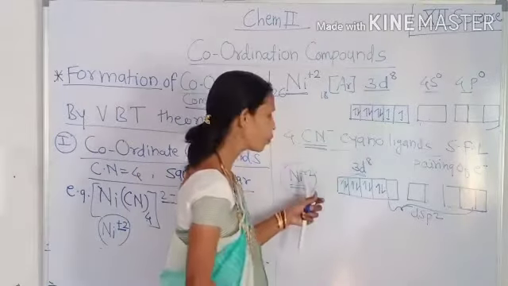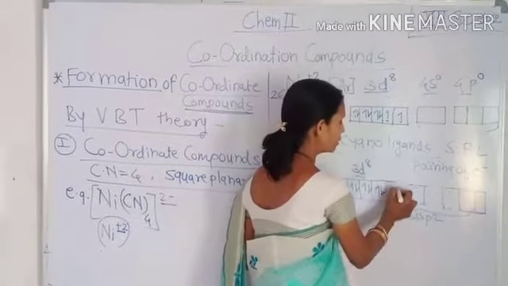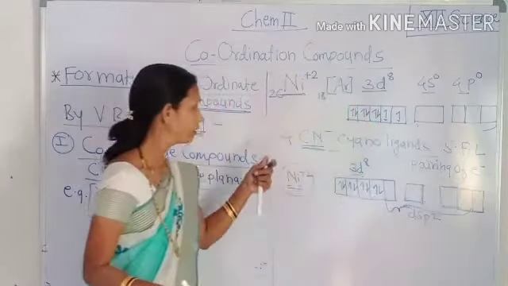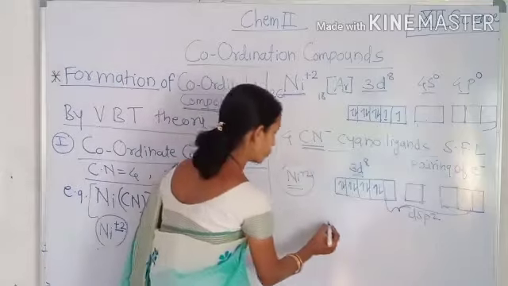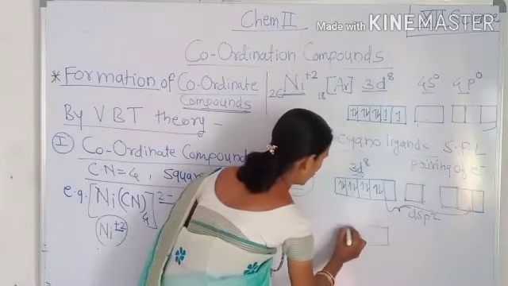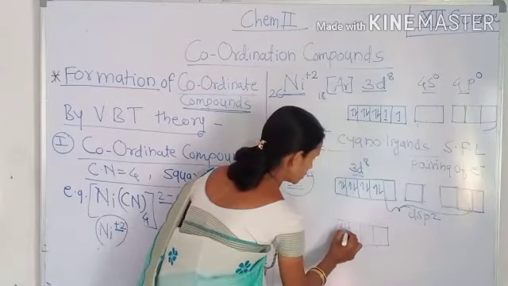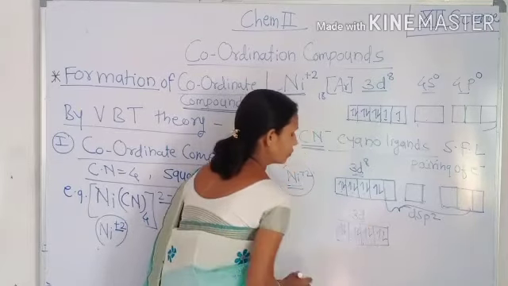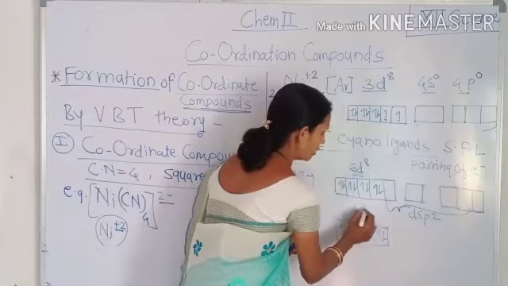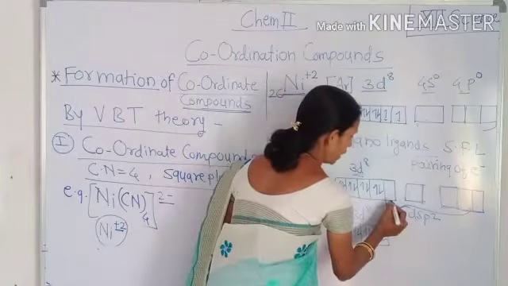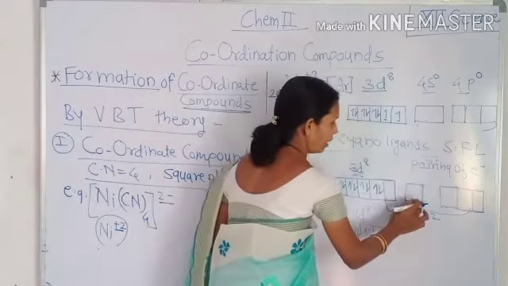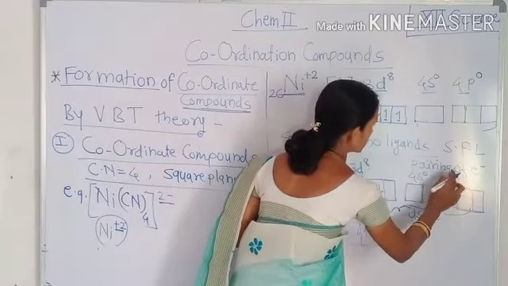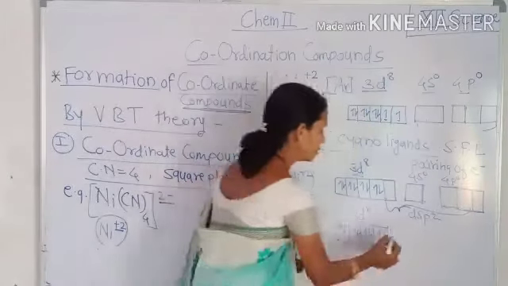And therefore here Ni2+ provides 4 vacant orbitals to the cyano ligands, and therefore here the hybrid orbitals, see here, 4 orbitals of 3d are totally paired, in which 8 electrons are there, and 1 3d orbital, 1 4s orbital and 2 4p orbitals are involved in hybridization.